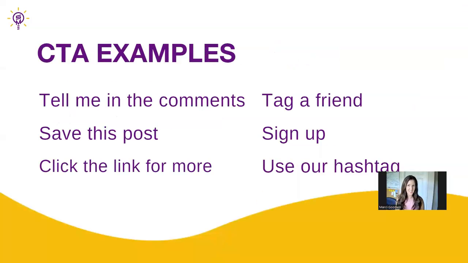So what are some call to action examples? You could say, tell me in the comments, save this post, click the link for more, tag a friend, sign up if you have an email list, or use our hashtag. That way, if you have a branded hashtag, like Start at Muscatine, you can always search that hashtag and then share that content. People love to have their content shared, and it will help you get content for your site and create that FOMO: oh, look, my friends are using this or doing business with them. I should too.